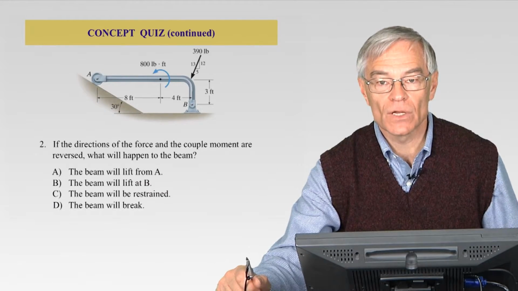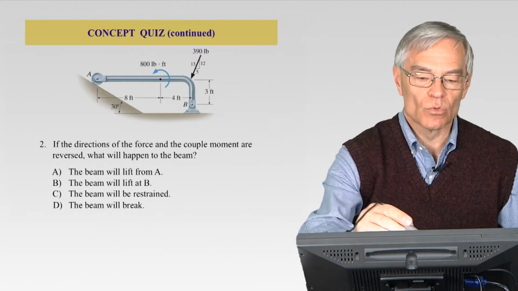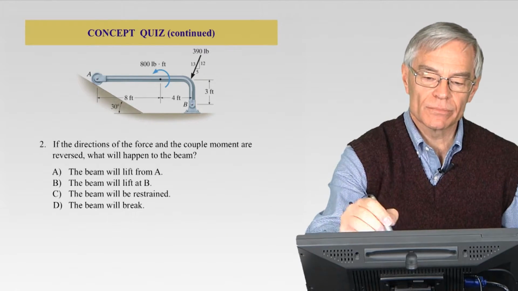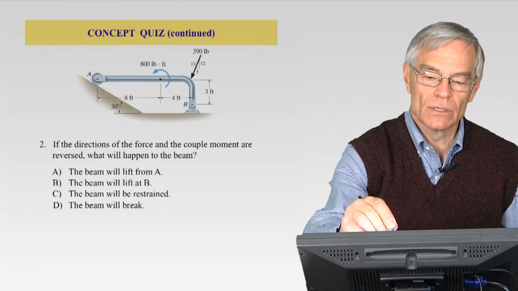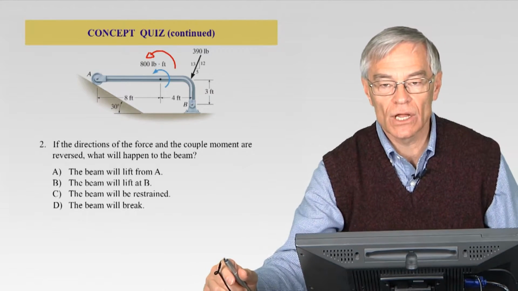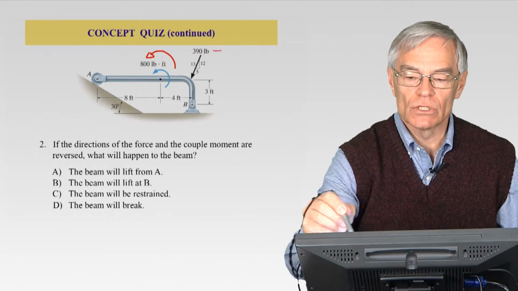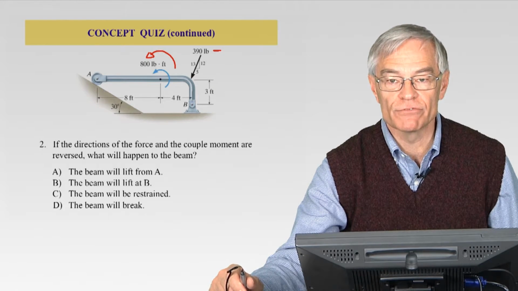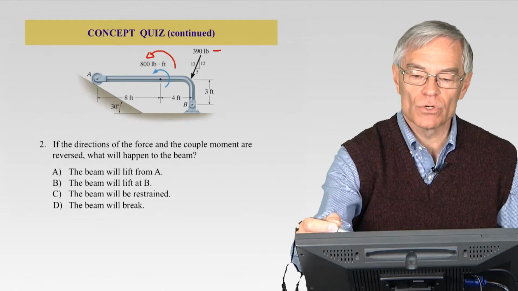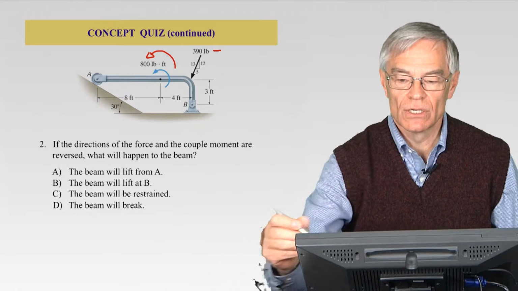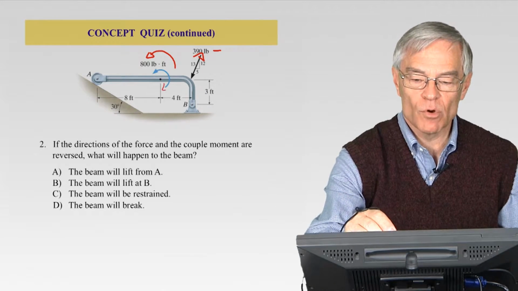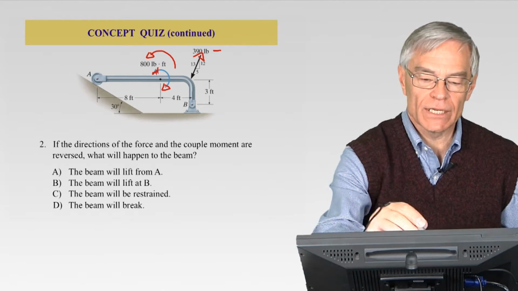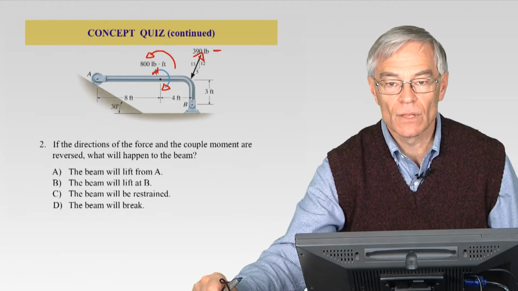So, second question. All right, we got another link. It's got a roller at A, a pin joint at B. In case you can't see that, but that's what you got. You have a moment in the middle of this, 800 pounds, acting in this direction, essentially counterclockwise. You have an external load, 390 pounds with some geometry attached to it. So if the directions of the force and the couple moment are changed, in other words, reversed, so now the force will be in this direction and the couple moment will be in this direction, what will happen to this link, this beam, piece of metal? Read your answers.